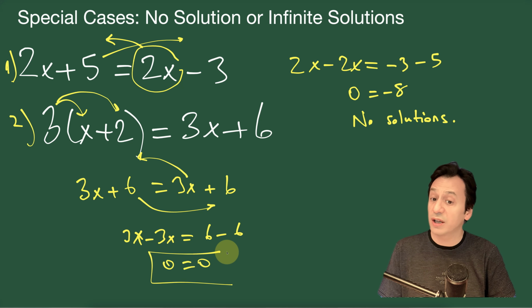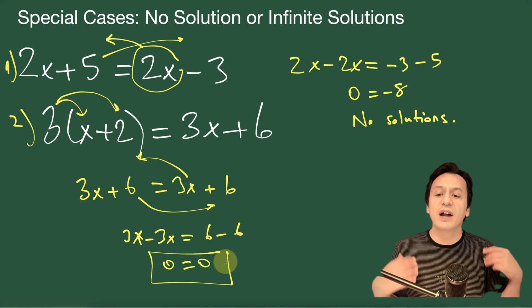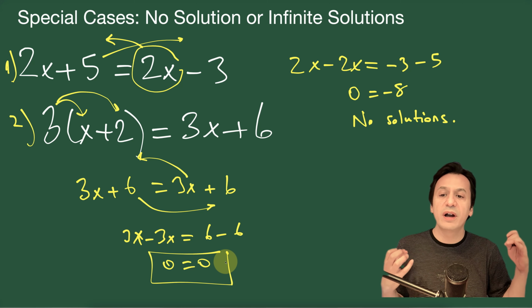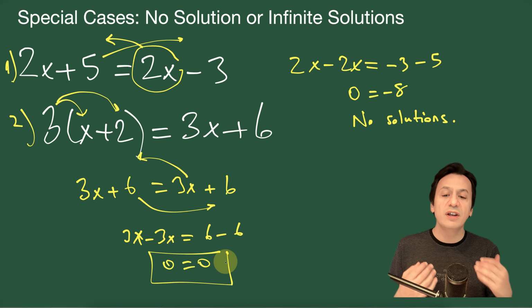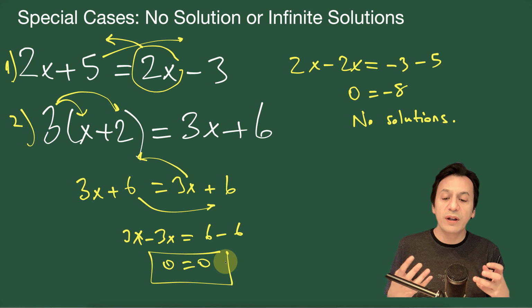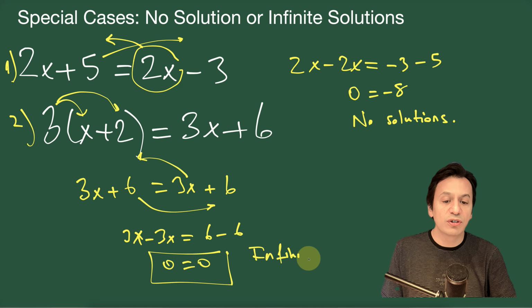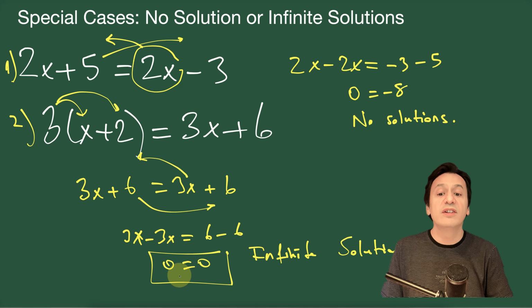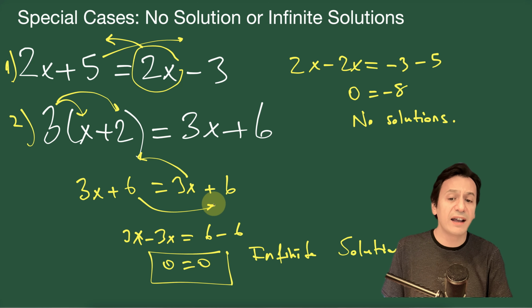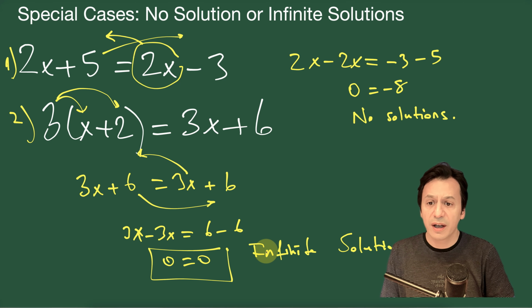Well, this is a true statement. This statement is true. This means regardless of x, whatever I put in x, this equation will be true. This means there are infinite solutions. This is the case where you get infinite solutions. This is also called an identity. Okay.